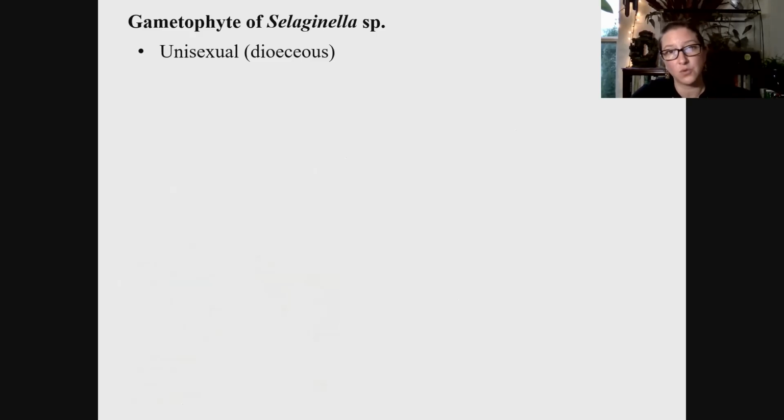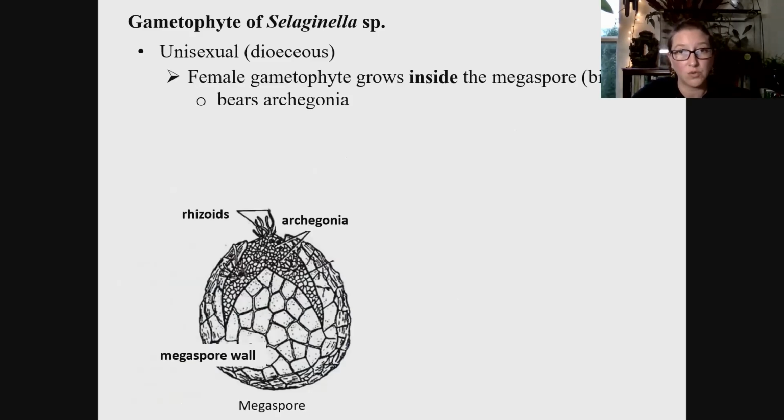Okay. So when you have gametophyte plants that are growing inside of spores, each gametophyte plant has either male or female sex organs on it, and therefore the gametophyte plants are dioecious or unisexual. So here you go. This is a drawing of a megaspore with the female gametophyte plant growing inside the megaspore. And the female gametophyte plant, even though it's inside a megaspore, is still going to have archegonia on it.